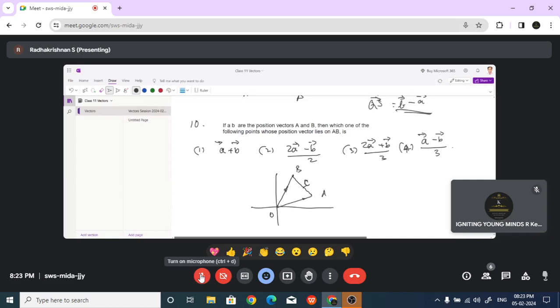Okay, so OA is a vector connecting O and position vector of A. OB is the position vector of B. Okay, so now the point C lies on the line AB, right? Which of the following points whose position vector lies on AB? So, which of these points, A plus B, or 2A minus B by 2, whose position vector will lie on this line, correct?